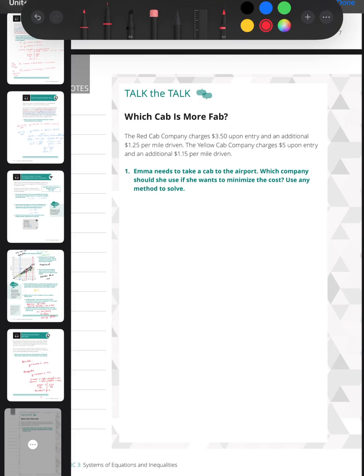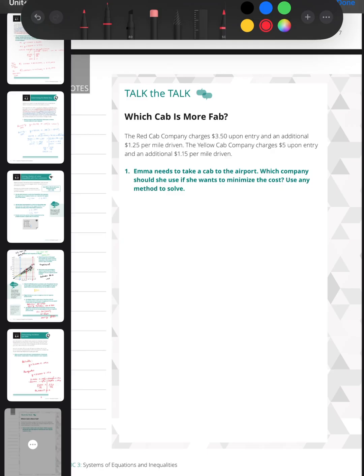All right, we're going to skip all the way past 6.4. We're going to end up here with talk the talk. One more example. It says the red cab company charges $3.50 upon entry, an additional $1.25 per mile. The yellow cab company charges $5 upon entry, and an additional $1.15 per mile. Emma needs to take a cab to the airport. Which company should she use if she wants to minimize cost?